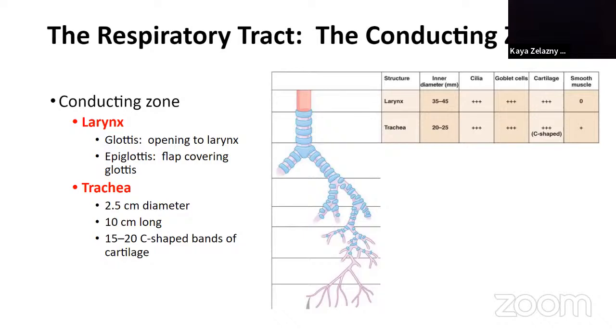So that's the first part of our conducting zone. Then next comes our trachea. So that's just a single tube with these C-shaped cartilage bands, keeping it open.